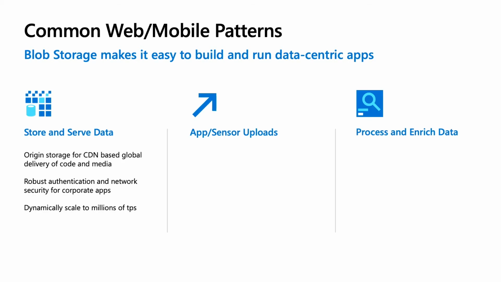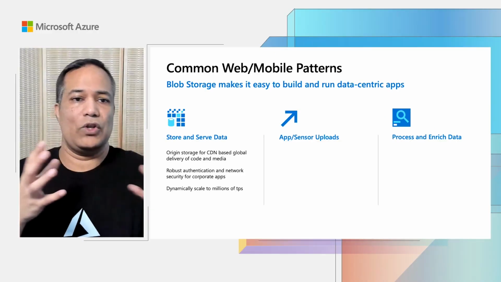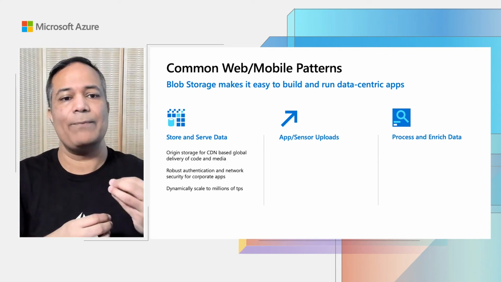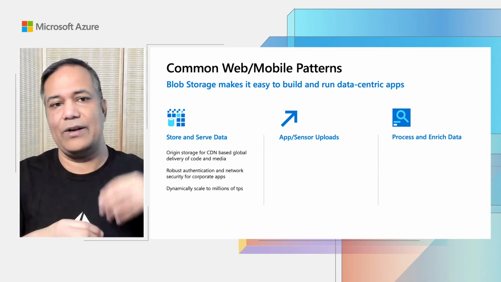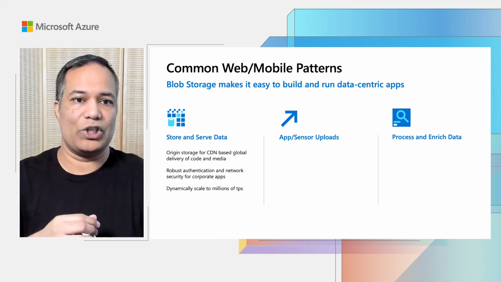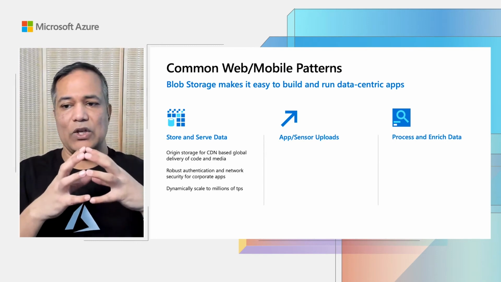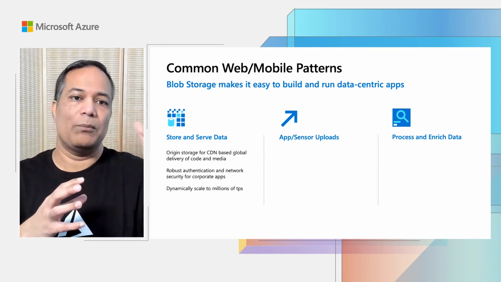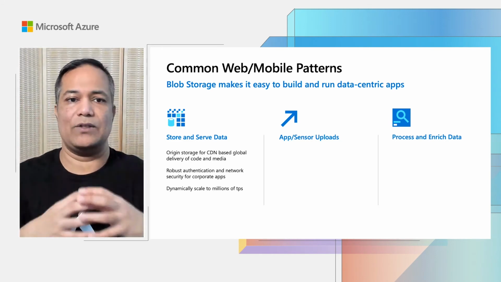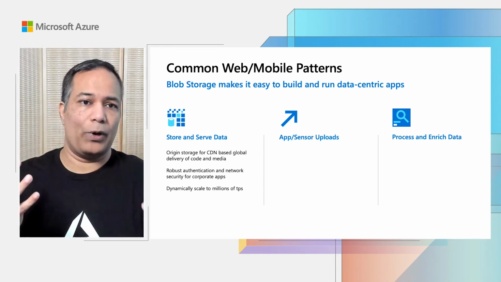The first and most common pattern is just storing and serving data out of your storage account. If you have static data, you're going to use blob storage frequently as origin storage for your CDN. That's fully natively integrated. You can just go set up your CDN in a couple of clicks from the storage account. And you can then use the combination of blob as origin plus your CDN to scale very easily to millions of hits from all over the world.